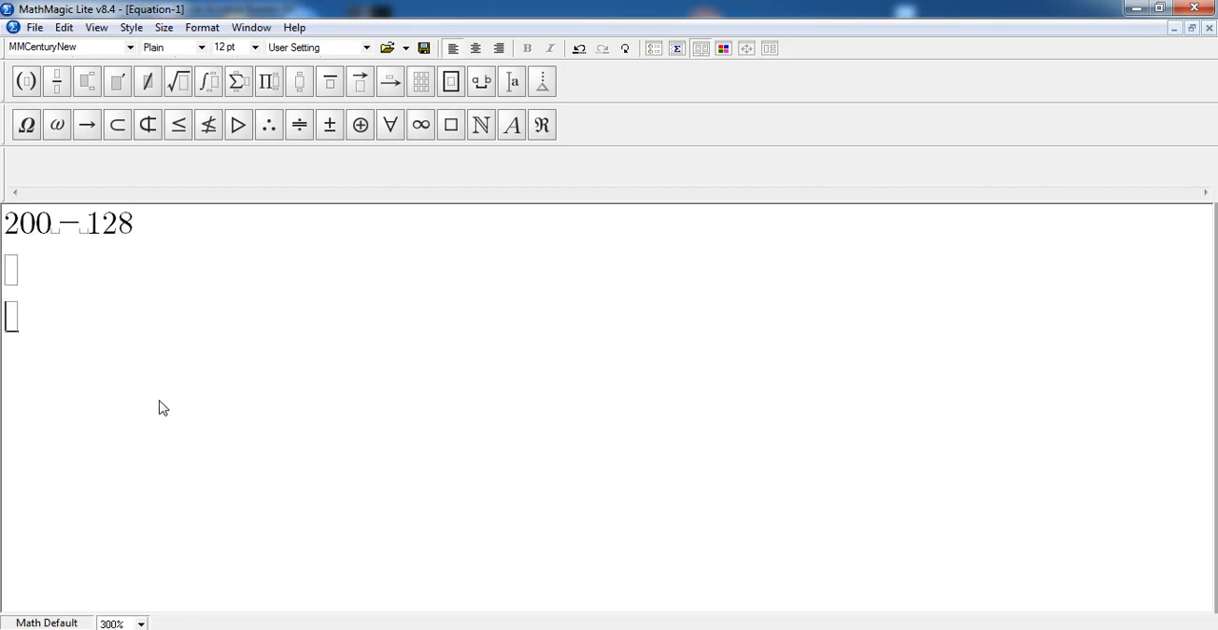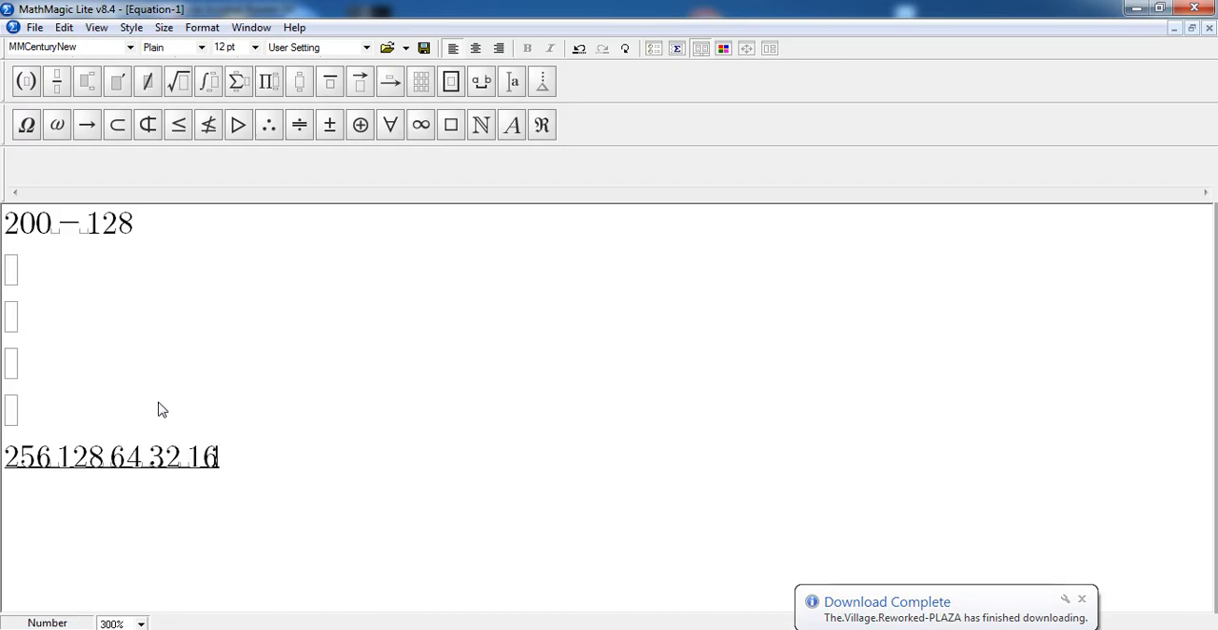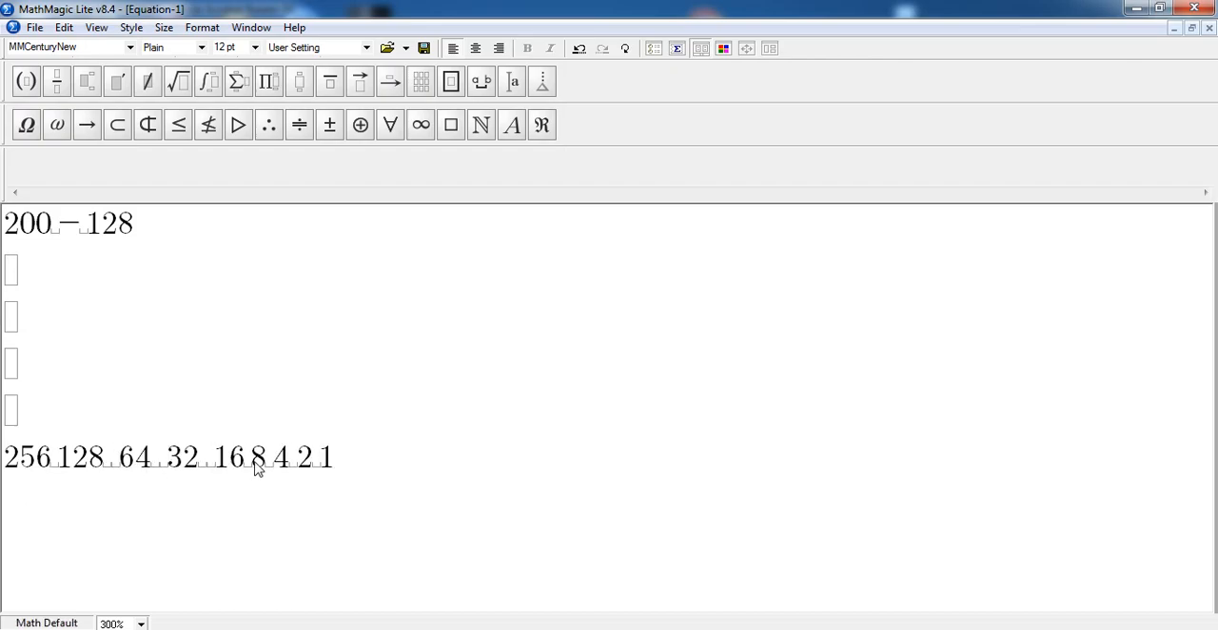Let me just write something at the bottom. Let's write the powers of 2 here: 256, 128, 64, 32, 16, 8, 4, 2, 1. Okay. So this represents our 8 bits of the octet.